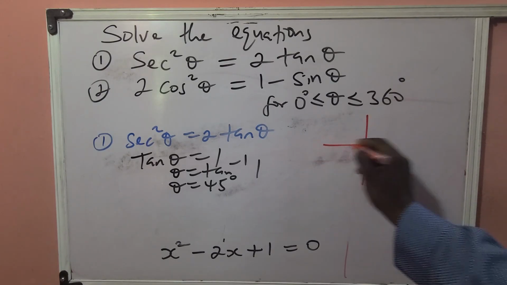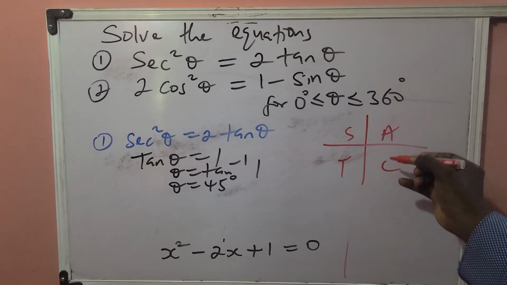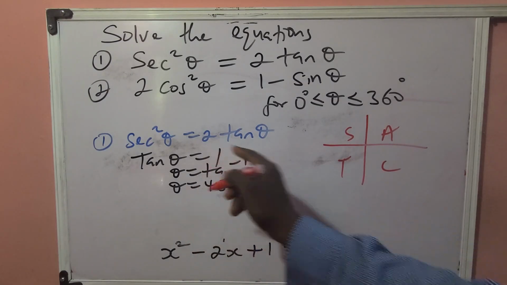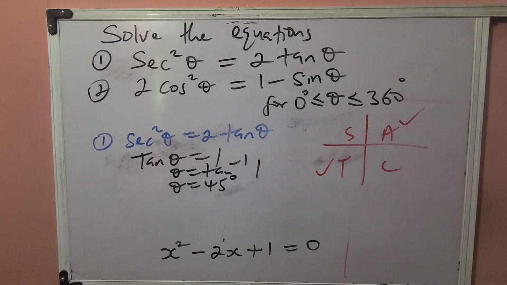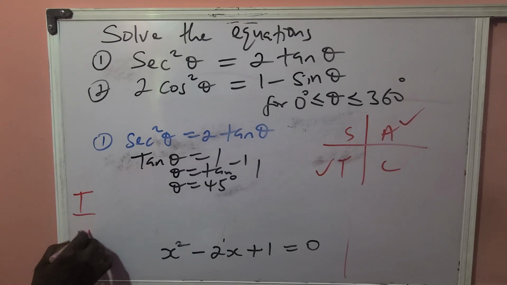So investigating using the quadrant, we have All Students Take Calculus. And for our tan being positive, we have the first and the third quadrant being represented. So obviously we can identify quadrant 1 and quadrant 3 as our quadrants of interest.